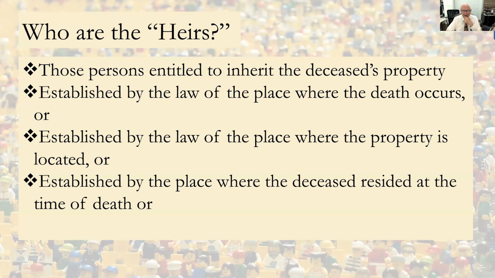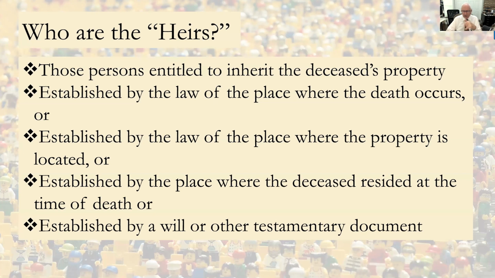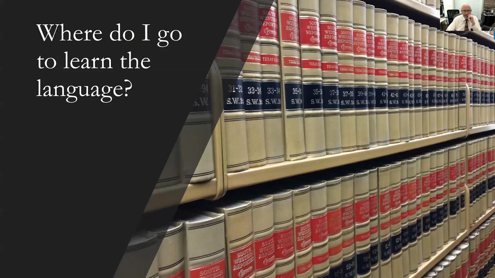Established by the place where the deceased resided at the time of death. Okay, so it could be where the death occurred. It could be where the property was located at the time of the death, or it could be the place where the deceased was residing at the time of death. And it might not be where the person died or where the property was located, but what is established by a will or other testamentary document. In other words, the will may determine exactly where the probate takes place. They want the probate filed in, and they name the place where it's supposed to be filed.